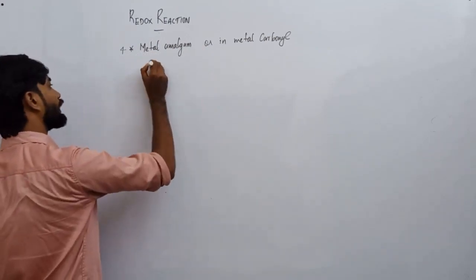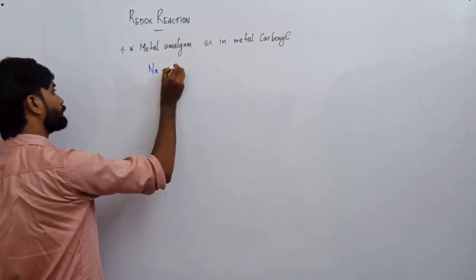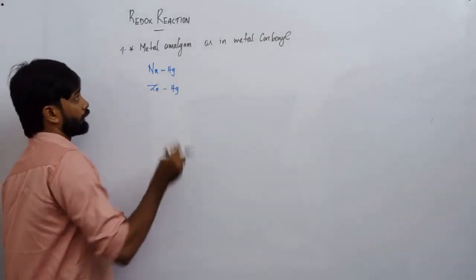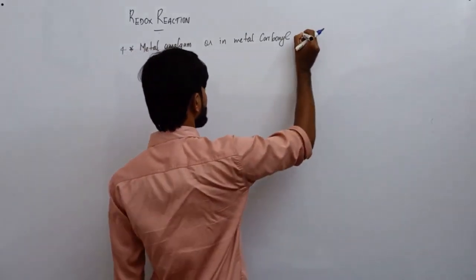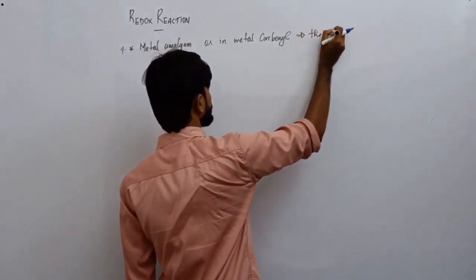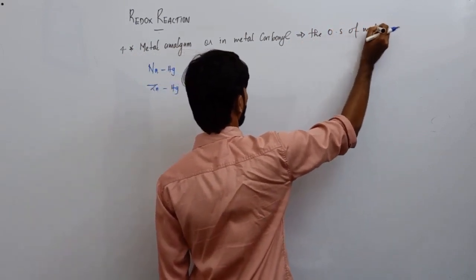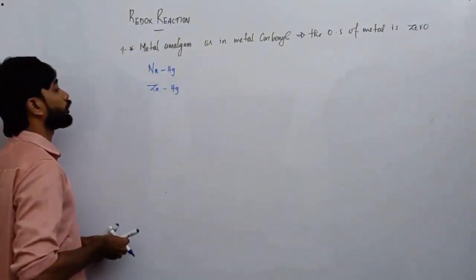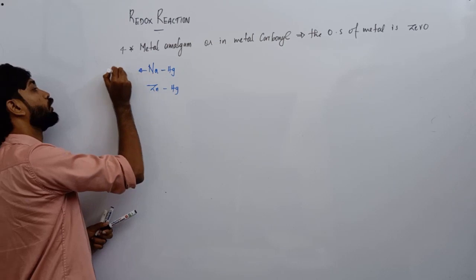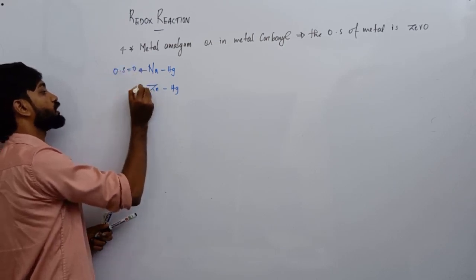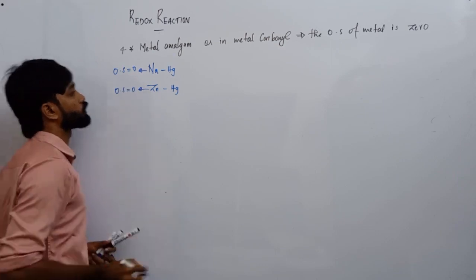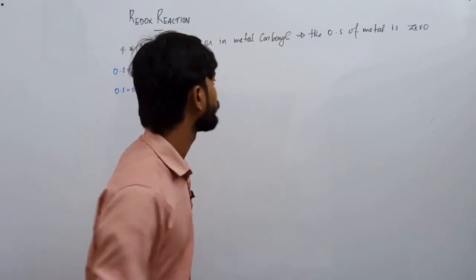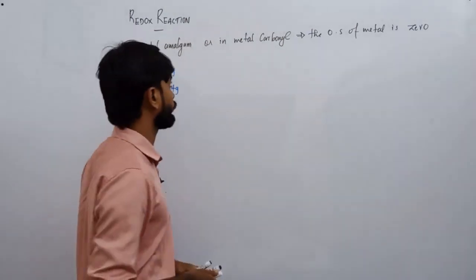What are the examples of metal amalgam? We have sodium amalgam, zinc amalgam, like that. In the case of metal amalgam and in metal carbonyls, the oxidation state of metal is 0. So here the oxidation state of sodium is 0, and the oxidation state of zinc is also 0. So in the case of amalgams, the oxidation state will be 0. That's a typical key point. You have to know that.